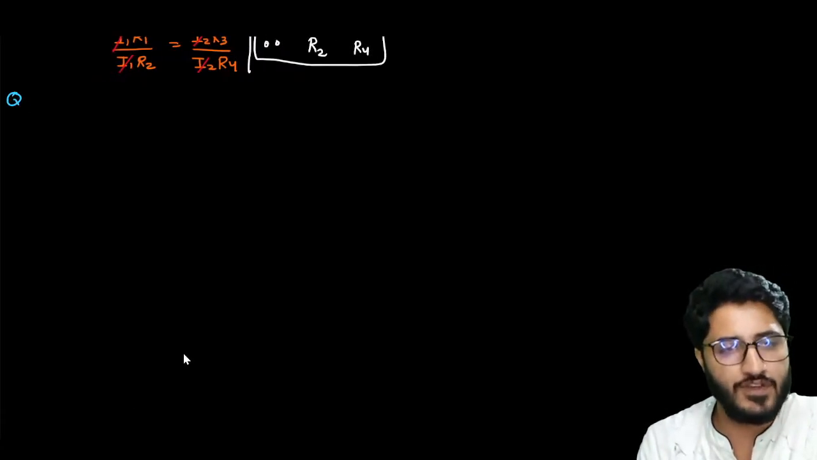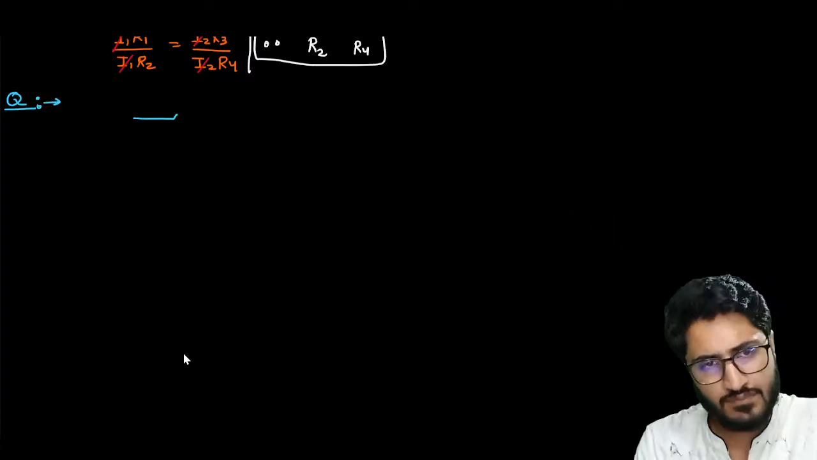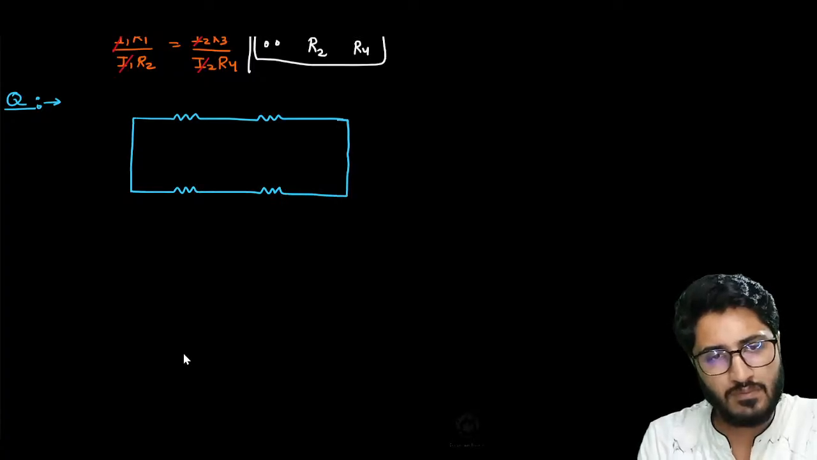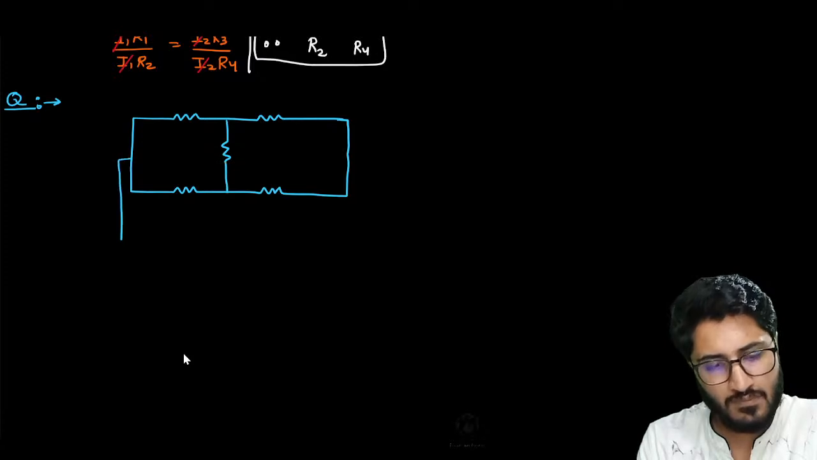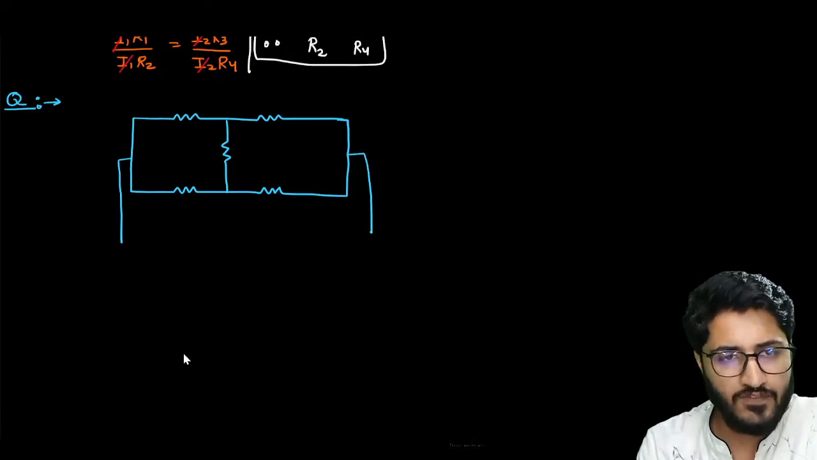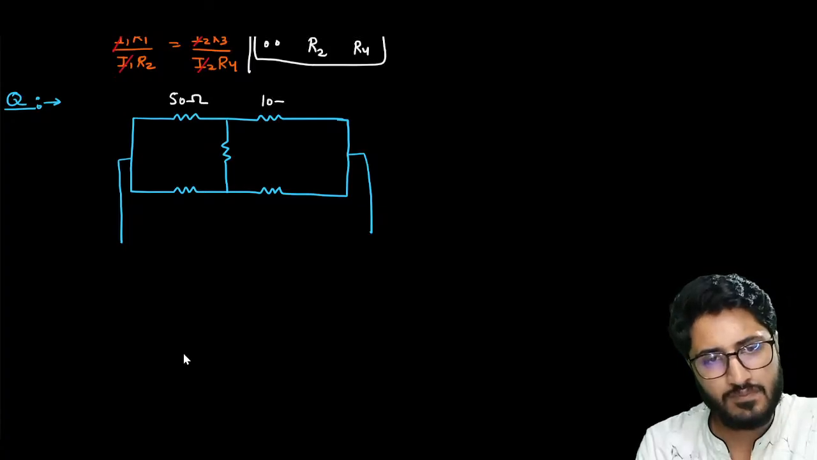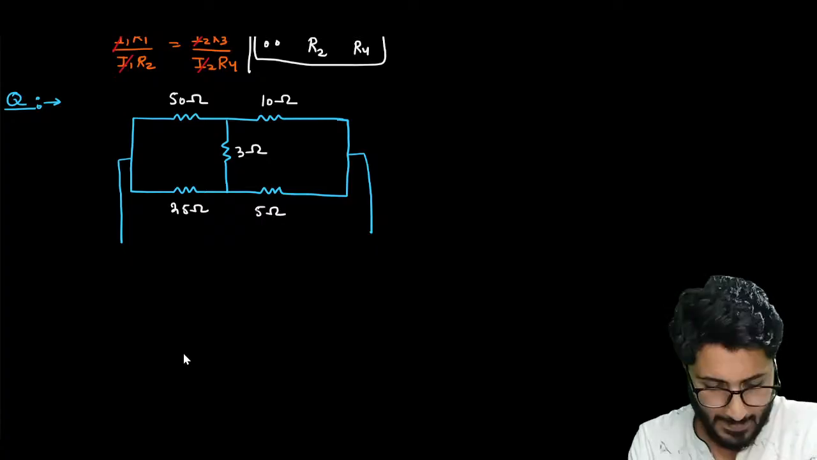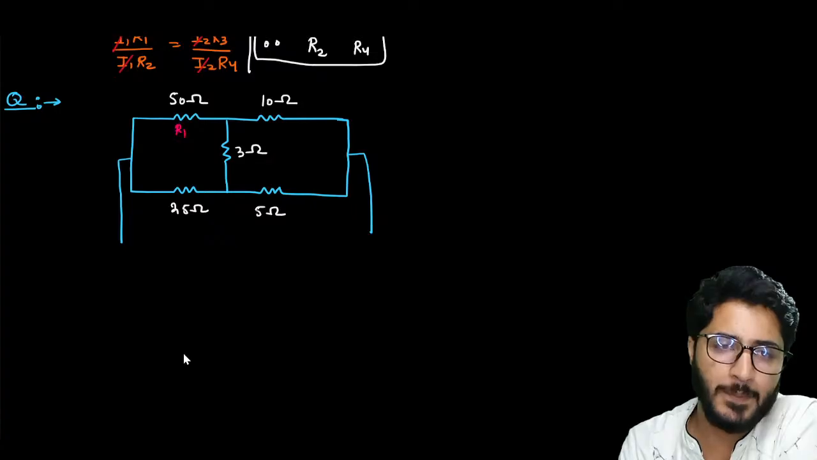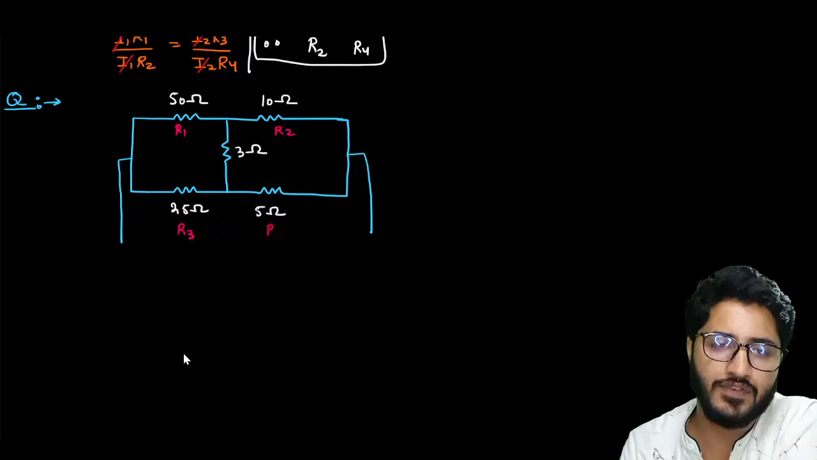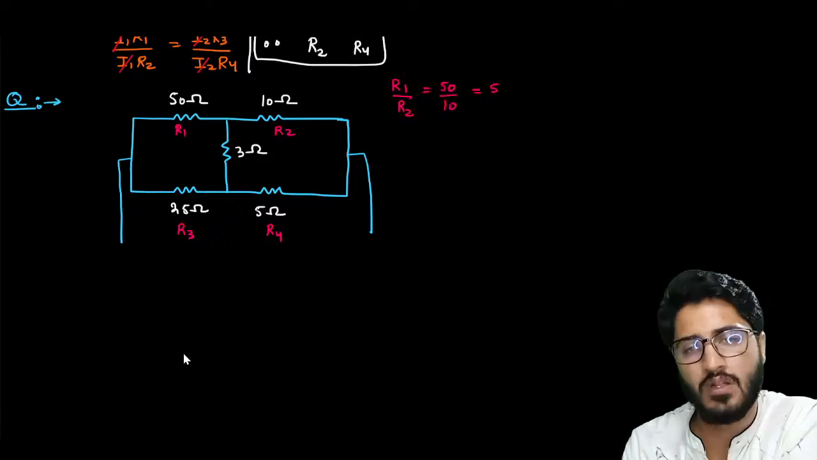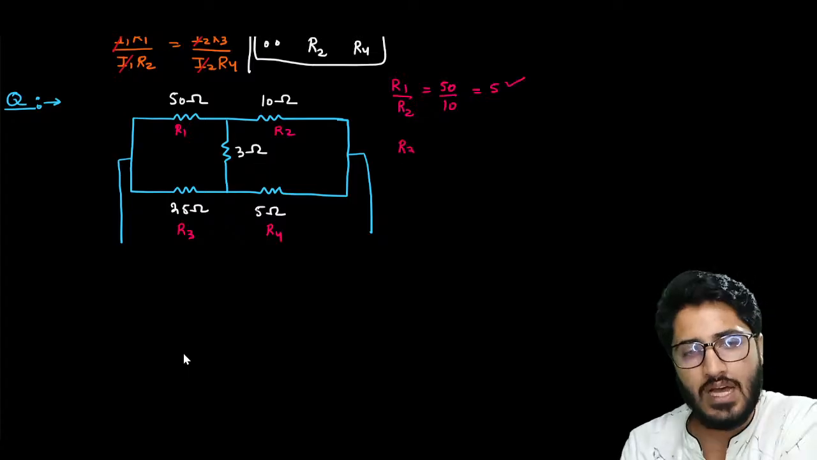First question based on Wheatstone bridge. If this one is 50 ohm, 10 ohm, 3 ohm, 25 ohm, and 5 ohm. So look, I guess this one is R1, R2, R3, R4. So what will be R1 by R2? Sir, R1 is 50, R2 is 10. My answer is 5. So what is R3 by R4? R3 is 25, R4 is 5. It is 5.